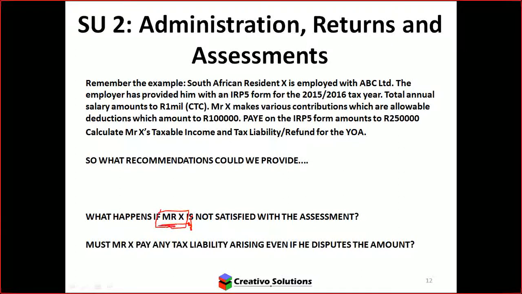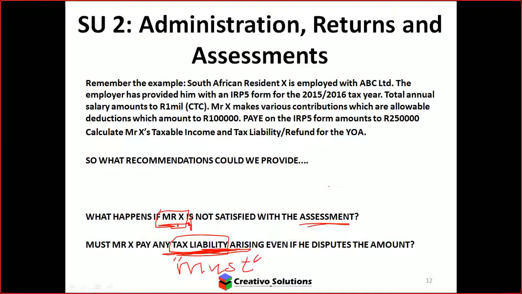Okay, that's obviously called what? An objection, do you agree? So if he's objecting, is Mr. X going to still have to pay the tax liability? Why? Because he hasn't proven it. He first has to prove that it was wrong. Correct. So he must pay his taxes irrespective of whether he agrees with it or not. Taxes have to be paid.